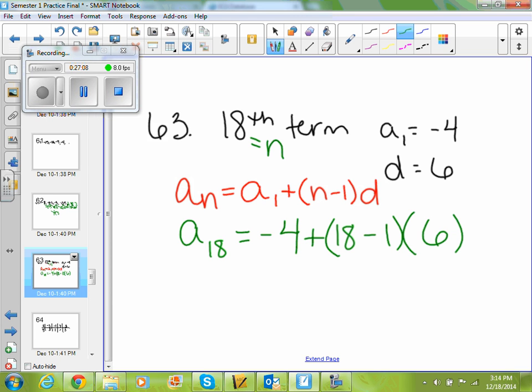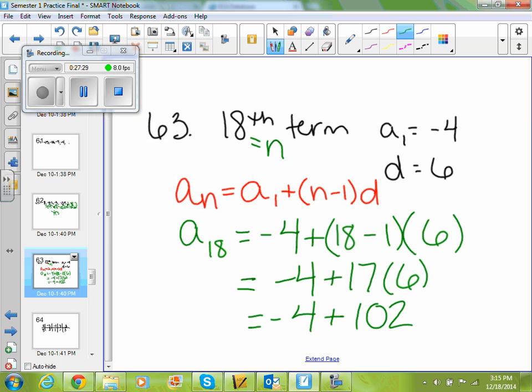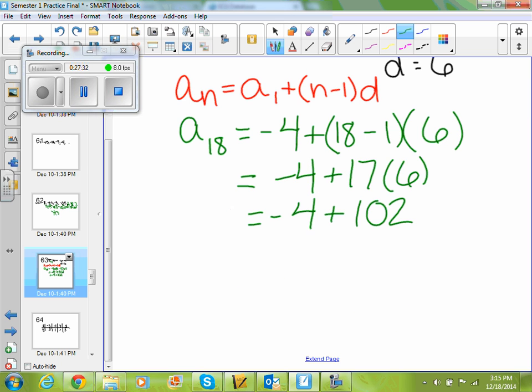Okay, now this is a simple arithmetic problem. 18 minus 1 is 17. So I end up with negative 4 plus 17 times 6. What's 17 times 6? 17 times 6 is 102. And what's negative 4 plus 102? 98. So my 18th term would be 98.